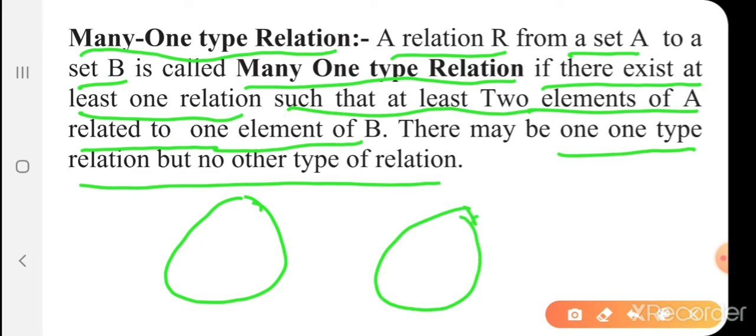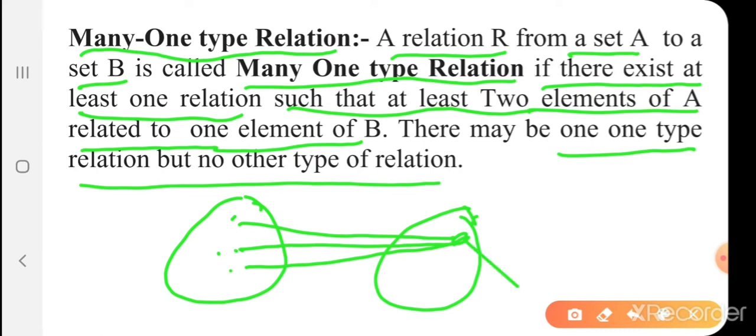So you see here, this is related with this, related with this, related with this. So these three elements are related with only one element. That is called the many one. So this is many, this is 1 to 3, and that is related with only 1. So this is many one. Or there may be one type, then no problem.